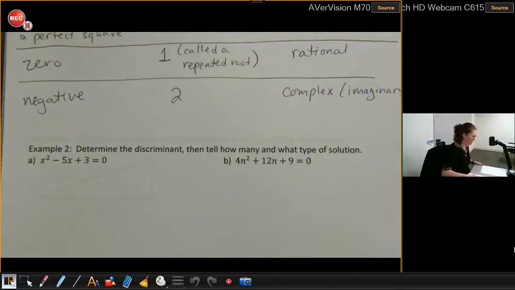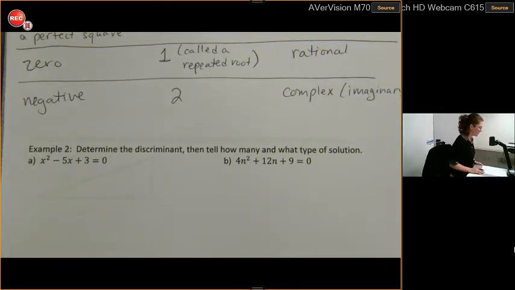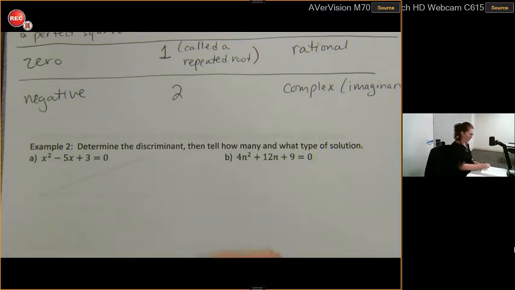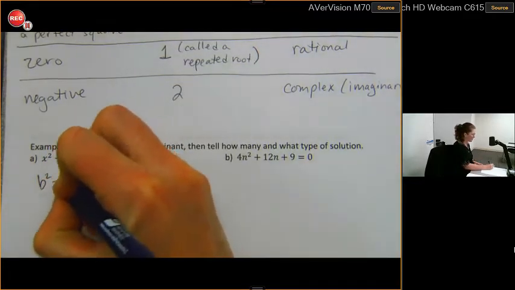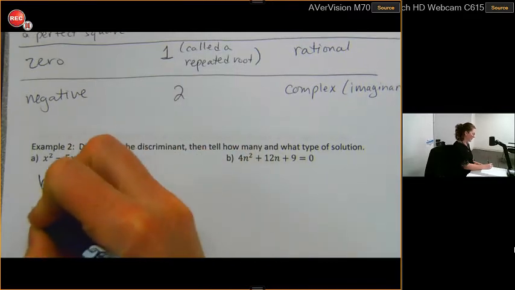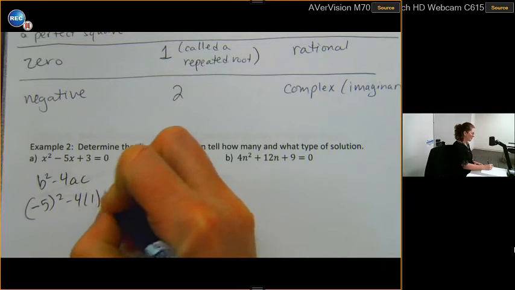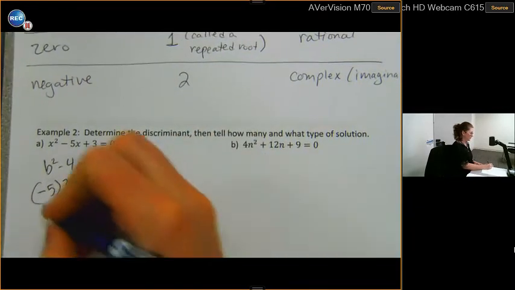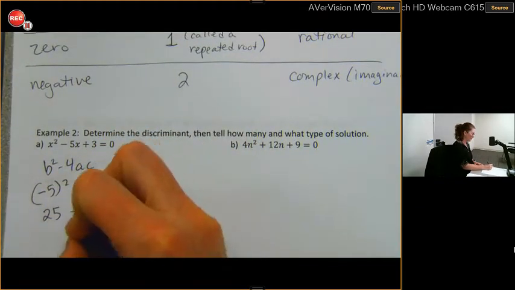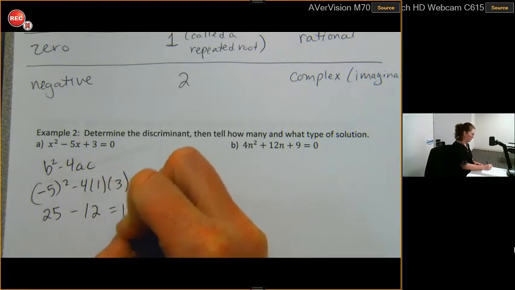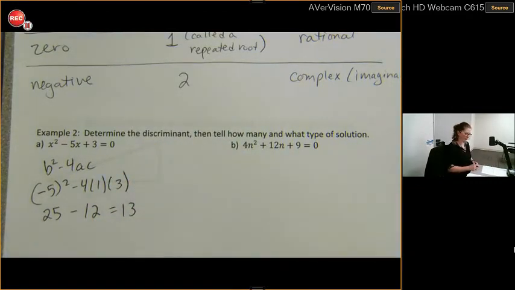So 10.2, continuing on with the discriminant. It says to determine the discriminant, so all we need to do is b squared minus 4ac. So I have negative 5 squared minus 4 times 1 times 3. It's going to be 25 minus 12, which equals 13. Then it says tell how many and what type of solution.